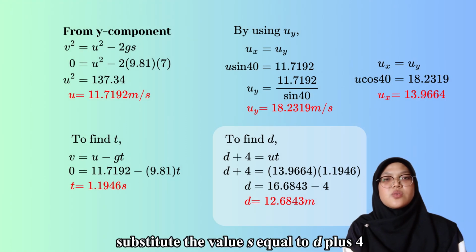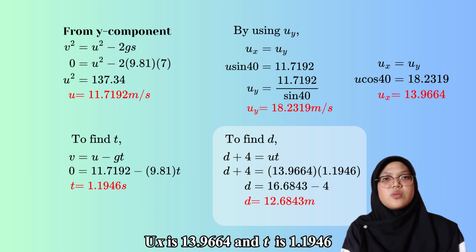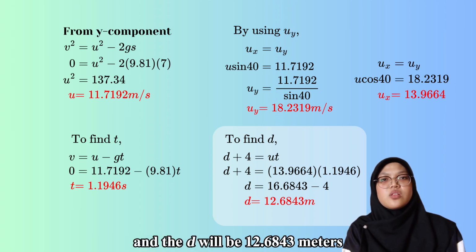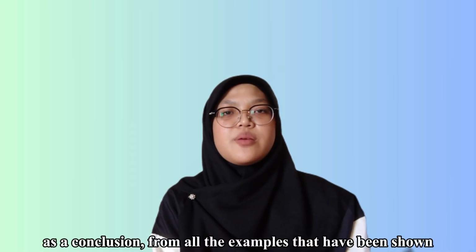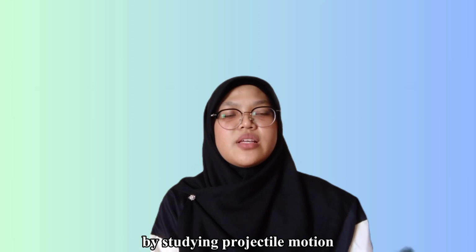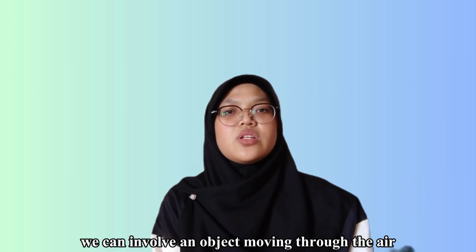Lastly, we find d by using the formula of the x component, which is s equal to uxt. Substitute the value s equal to d plus 4, ux equal to 30.9664, and t is 1.1946, and d will be 12.6843 meters.